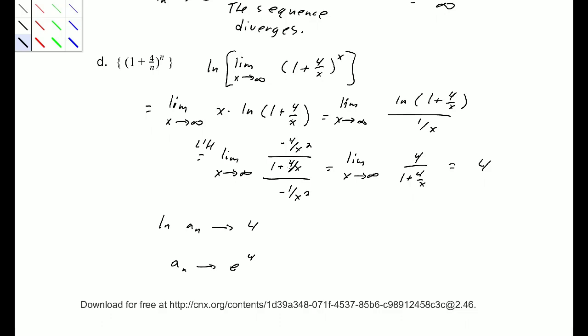And that is it. Now this technique of using logarithmic properties to get something in the form of L'Hopital's rule is very handy, and it comes in useful lots of times. Now let's move on to our next part.